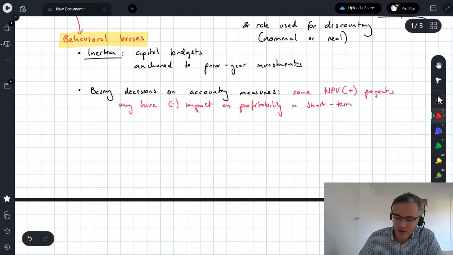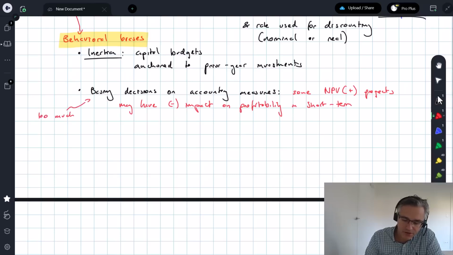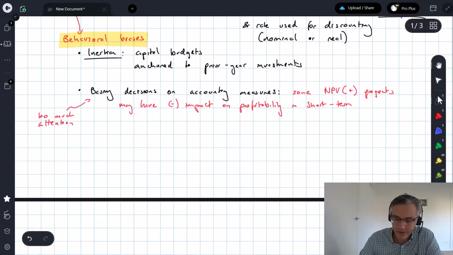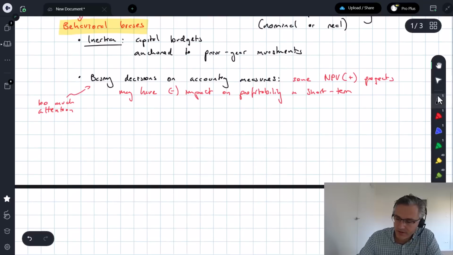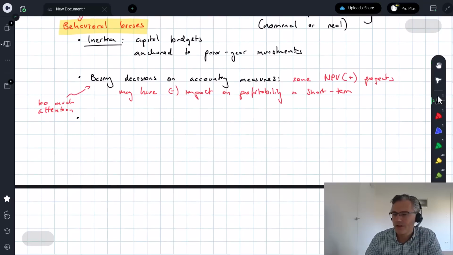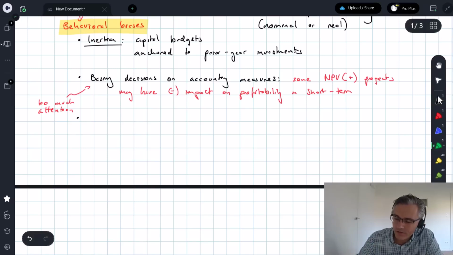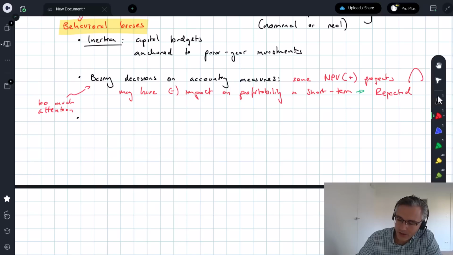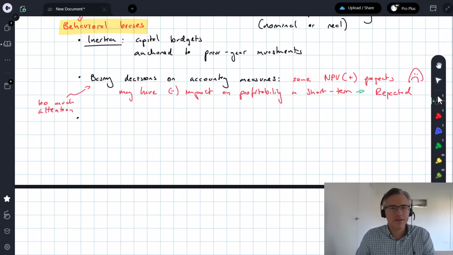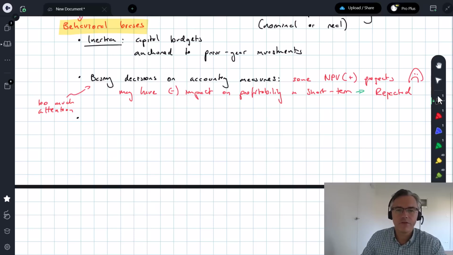However, such projects may be rejected by managers because they pay too much attention to those short-term profitability measures on which they are often evaluated by the stakeholders, by the investors, the market analysts, etc., which leads them to often reject. Obviously, this shouldn't be happening. You shouldn't be rejecting such positive NPV projects just because of their effect on accounting numbers. But we often fall prey to that kind of thinking.